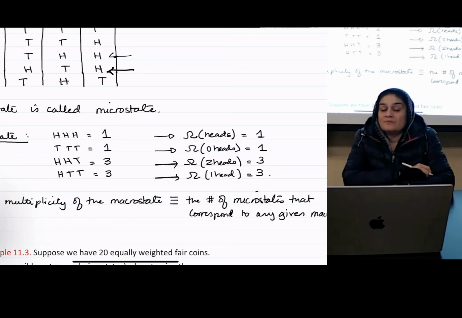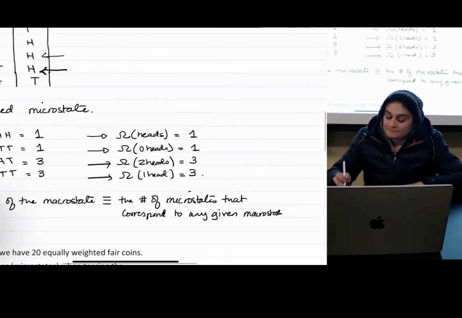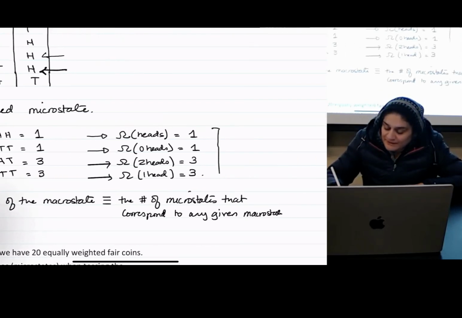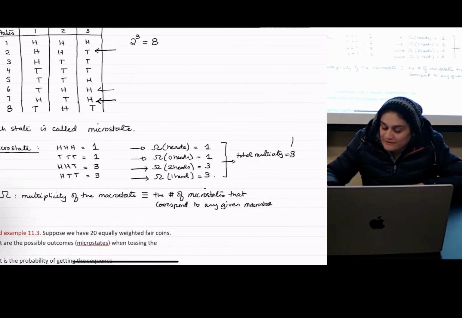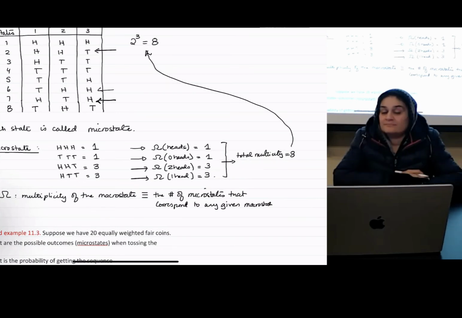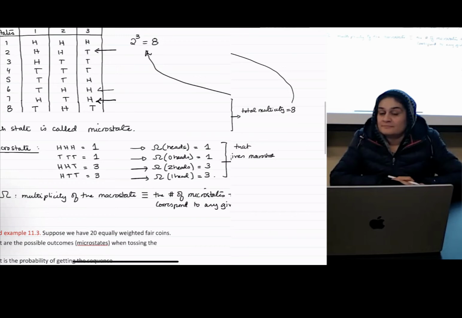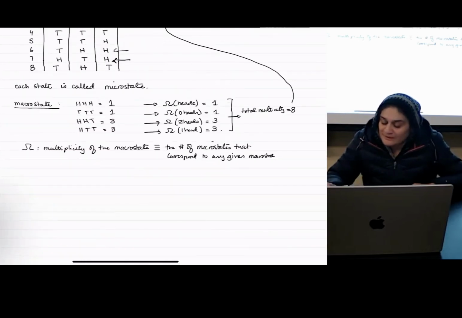What is the total multiplicity? 8. Yep. Total multiplicity equals 8, which is also given here. Cool? Makes sense. So the total multiplicity is 8.